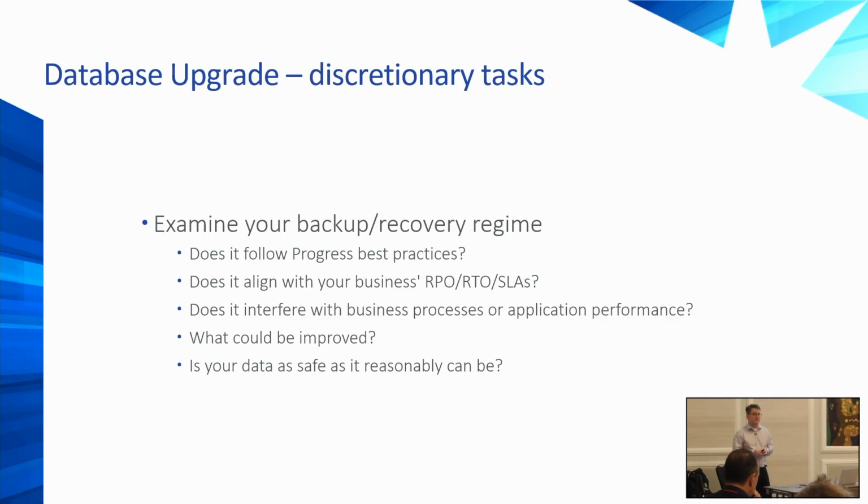Take a look at your backup routine and make sure that it's in alignment with your business objectives. Do you know what your RPO and RTO are, and have they been updated recently as your business has evolved? Make sure you're handling backups and AI files appropriately.